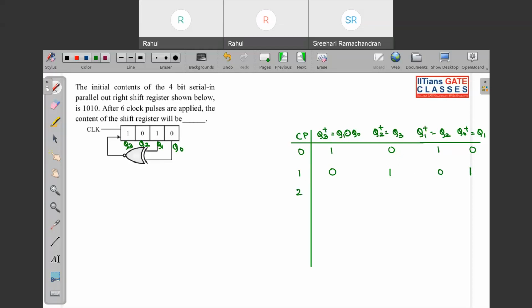Next is the second clock pulse. So again 0 XNOR with 1, so that is 0. This 0 will be shifted over here, this one shifted over here, and this 0 over here. At the third clock pulse, again this will be 1 XNOR with 0, so that will be 0. This 0 is shifted over here, this 0 over here, and this one over here. Okay. So at the fourth clock pulse, again this will be 0, and all the remaining zeros are shifted. So at the fifth clock pulse, what is happening? 0 XNOR with 0, so this will be 1.